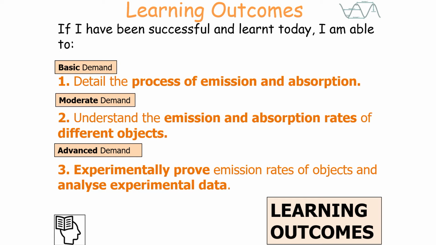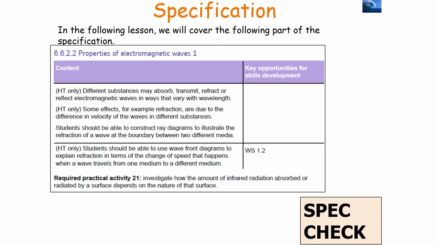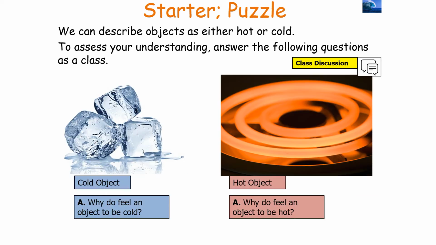We will have been successful and learned in today's lesson, which is part of the following part of the GCSE Combined Science Specification for Physics. It's the properties of electromagnetic waves, in particular investigating how the amount of infrared radiation absorbed or radiated by a surface depends on the nature of that surface.